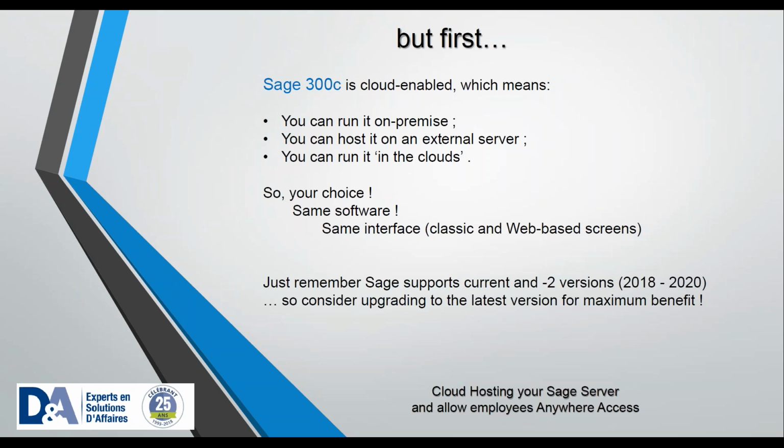Sage 300C, the C stands for cloud, but it should stand for cloud enabled, which really means that there's three ways you can run your application within an organization. The vast majority of our clients are using the on-premise approach, meaning that the software, in this case Sage, is on a server within the organization, and it is maintained by your internal or outsourced resources.